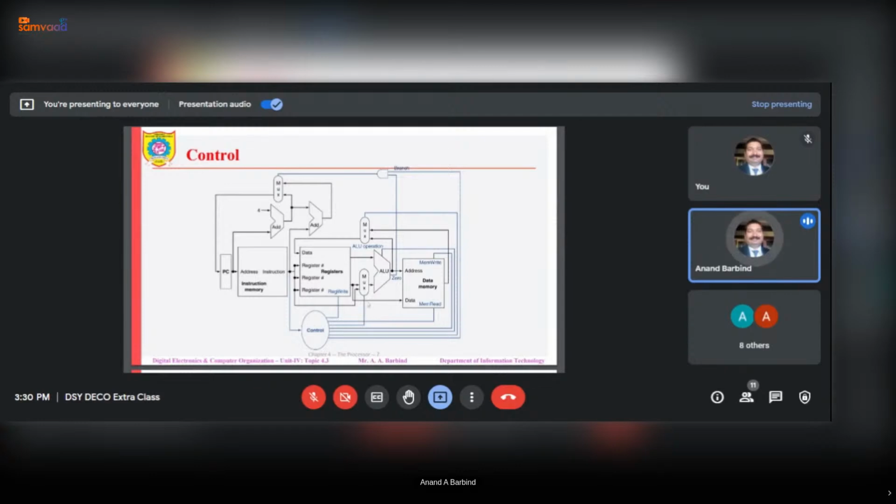It generates the control signal for all the multiplexers, which indicates, for example for this multiplexer, based on this particular control signal, whether the output of the ALU is to be forwarded to the register or the output of the data memory is to be forwarded, like this. So this is the architecture of the MIPS processor, with the different components present in this particular processor.